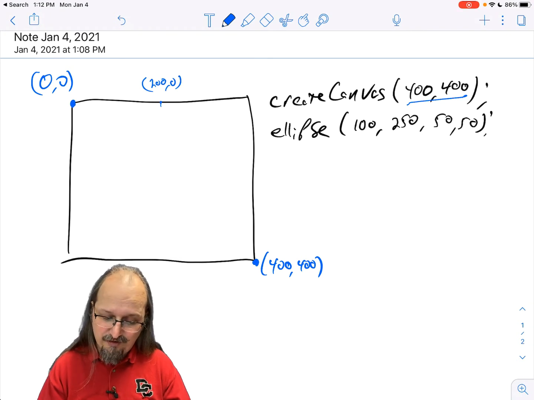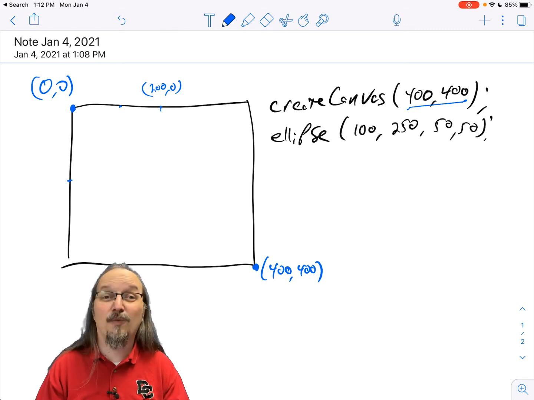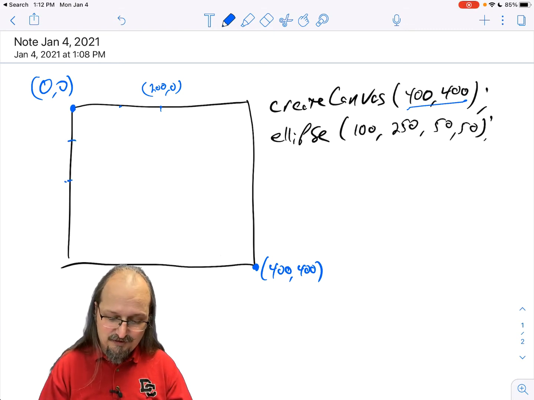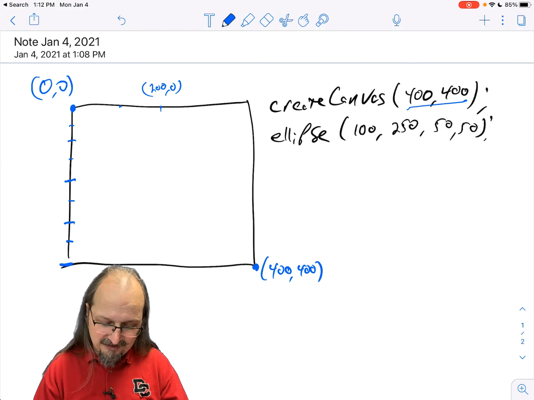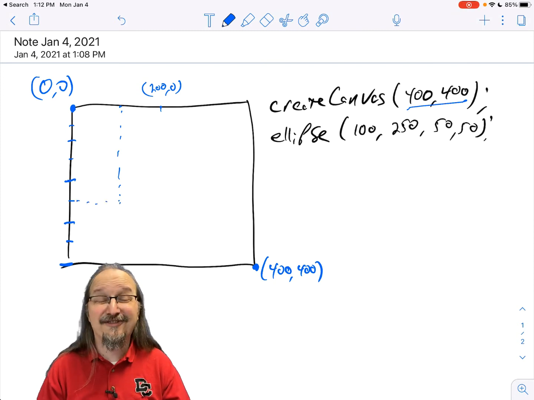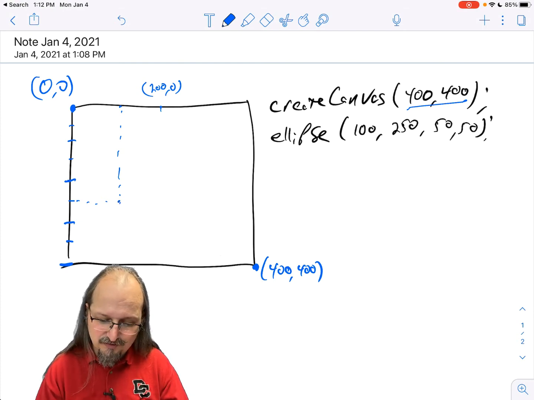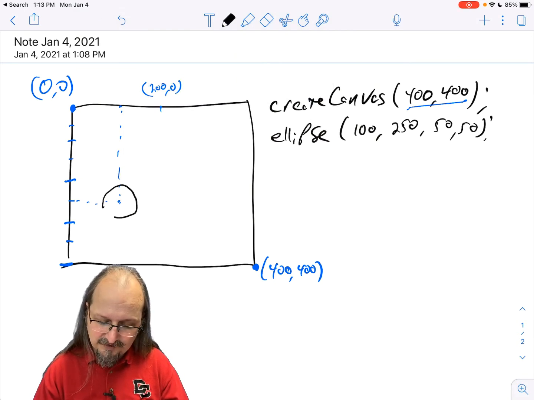So I want to be 100 in the x, which is about here, and I'm going to go down. So if 200 was here in the y, again, 100, 200, 300, 400, then this would be 50, 150, 250, 350, right? So I know that my ellipse is going to be centered at 100, 250. Sound effects are very important when drawing pictures, just saying. So we know our ellipse is going to be centered there, so when I draw my ellipse, it's going to be right here. Not so bad, right?